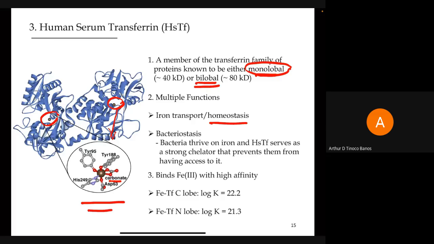In terms of its iron binding capacity, it can bind iron at very high affinity to both of these sites, and they are comparable but not equal. Iron binding to the C lobe has an affinity, a log K, of 22.2. Iron binding to the N lobe has a log K of 21.3. I did mention that both binding sites are identical in terms of the coordination of the amino acids and the carbonate, but it's the secondary sphere of coordination, all those other groups surrounding this metal binding site, that really helps to influence this affinity.